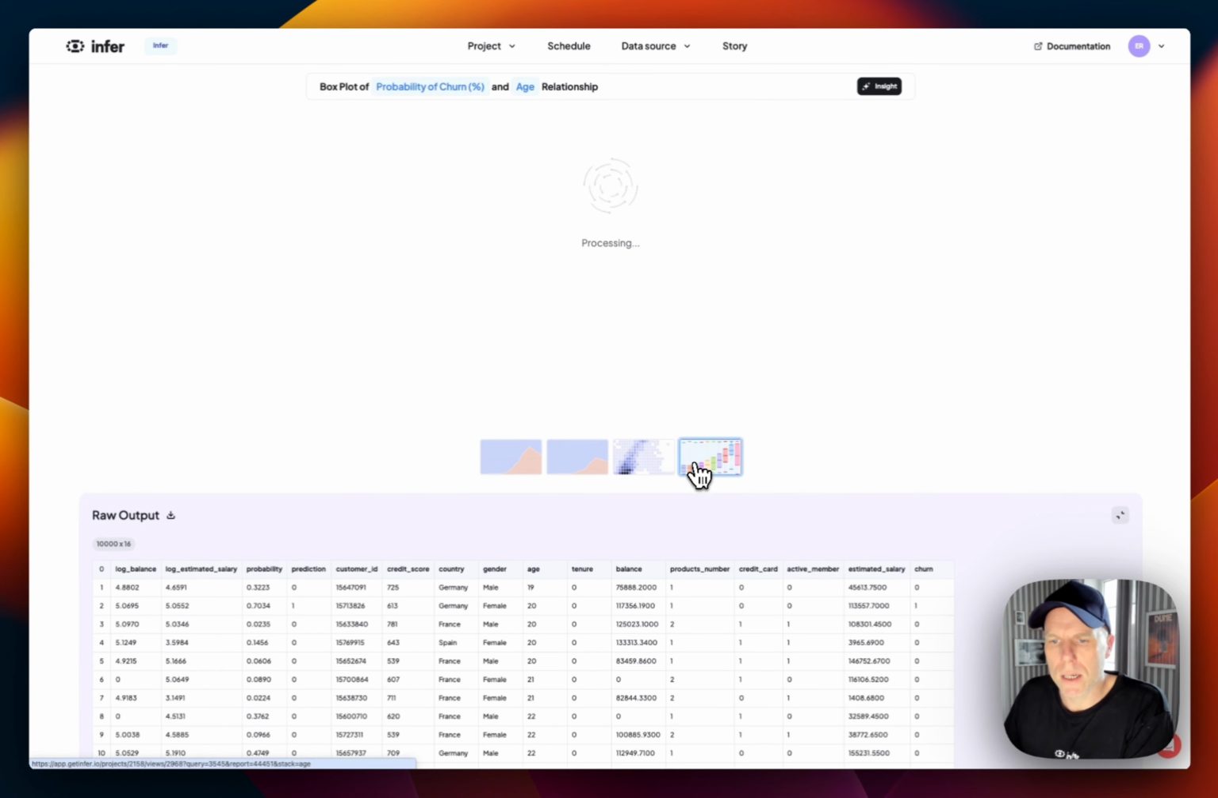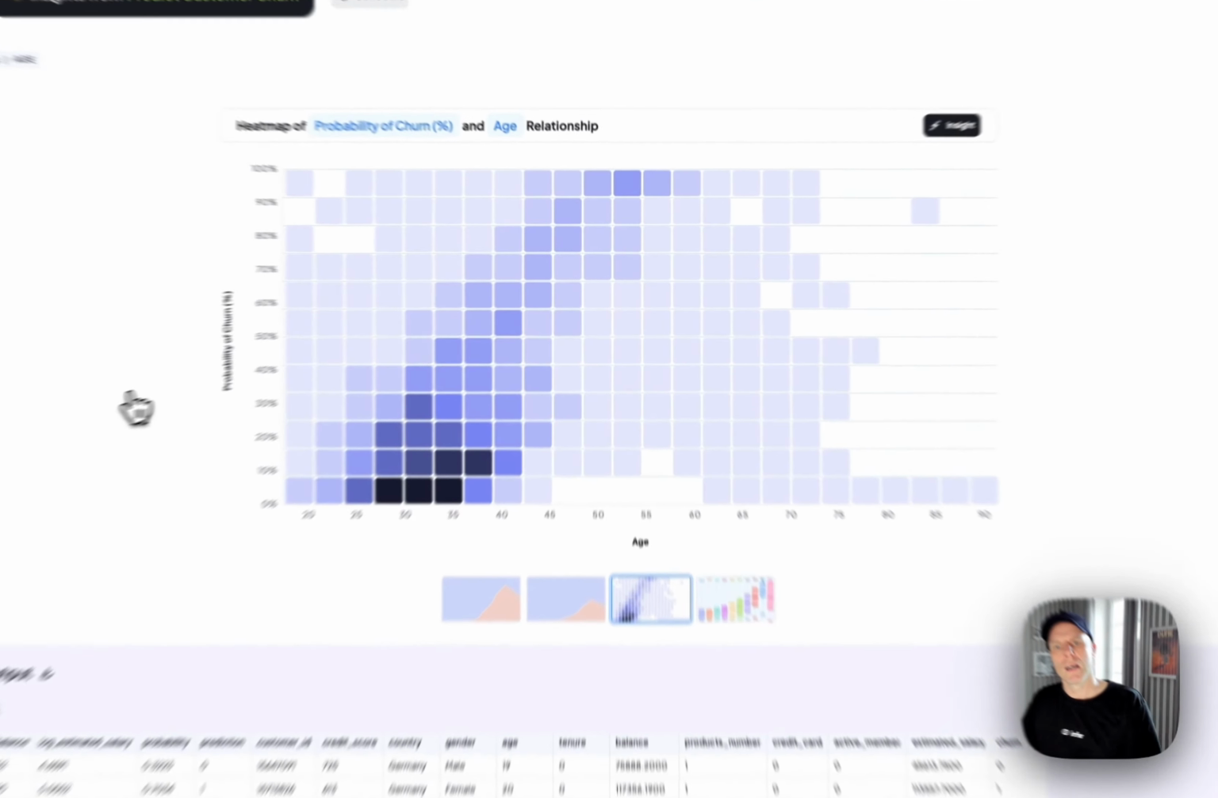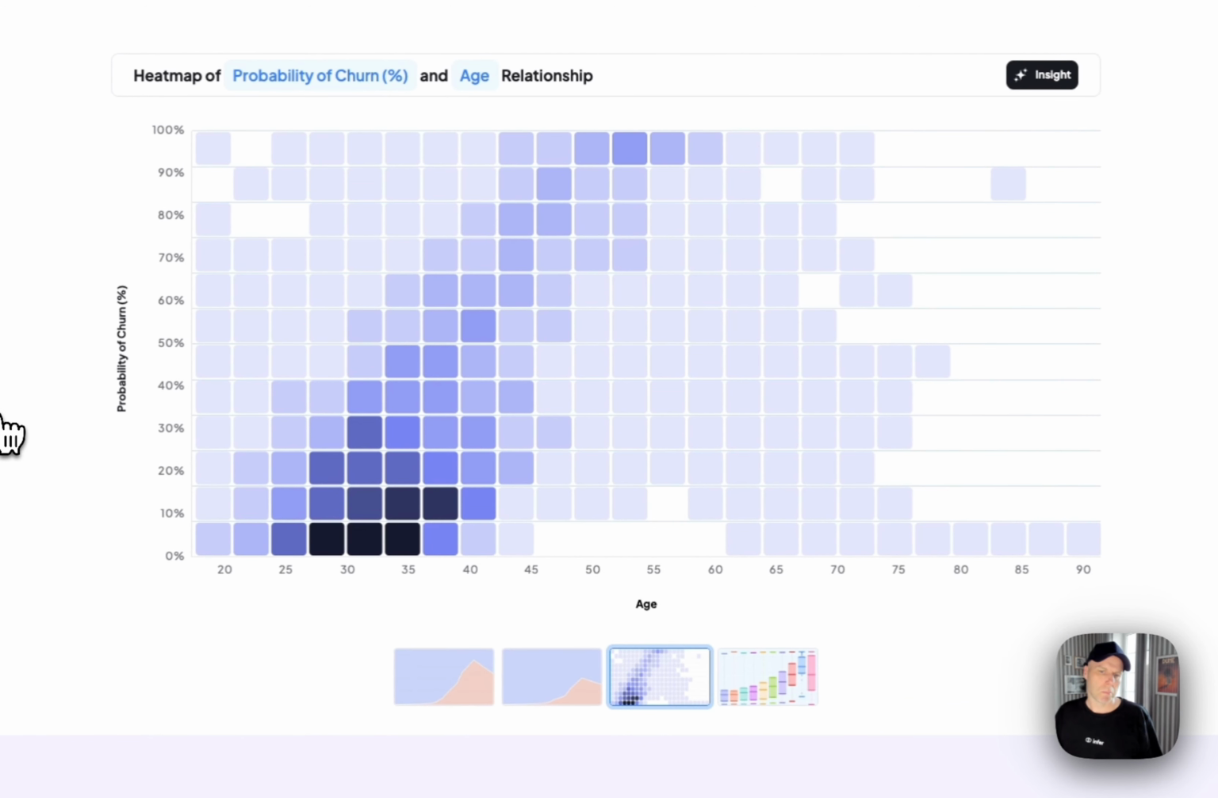So let's analyze that. We step into here. This chart has 4 different charts plotting age against probabilities of churn. I'm going to pick the heat map here. In this chart, we see the age of each customer plotted on the x-axis and the probability of churn for each customer coming out of the model.